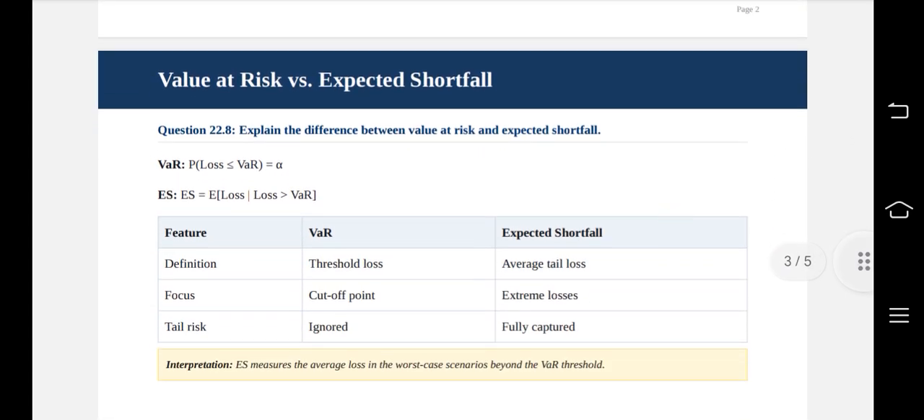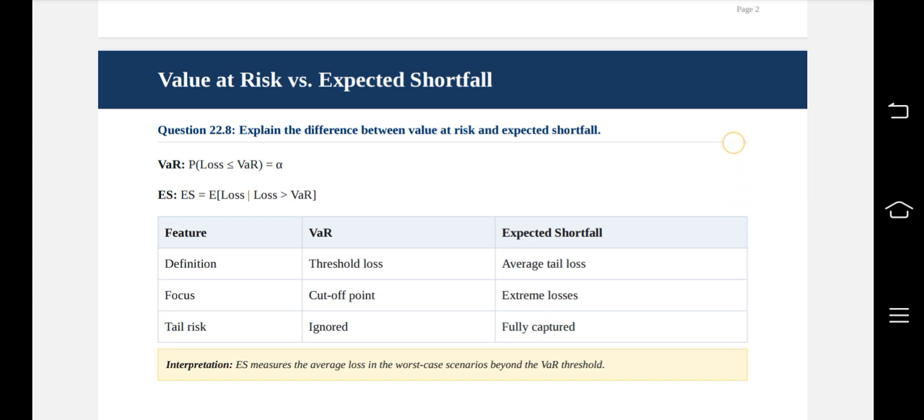So next, in question 22.8, we look at the distinction between value at risk and expected shortfall. Here VAR serves as a threshold point. It tells us that losses will not exceed a certain value with a specific probability, which is denoted as alpha. However, VAR is often criticized because it ignores the tail risk, or what happens when things go truly wrong.